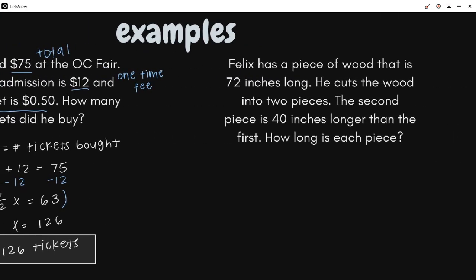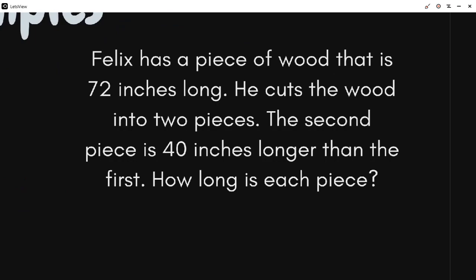Next we have Felix has a piece of wood that is 72 inches long. He cuts the wood into 2 pieces. The second piece is 40 inches longer than the first. How long is each piece? So this is the total length that he started with. And he says the second piece is 40 inches longer than the first.